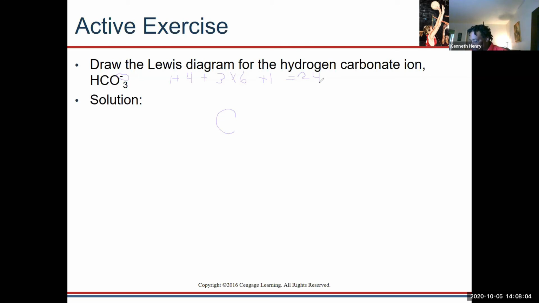So we're going to have a total of 24 electrons. Okay, so we had 4 that are going to be around carbon. Okay, we have 3 oxygens. We have a hydrogen. And we have an additional electron. Let's put that right here.